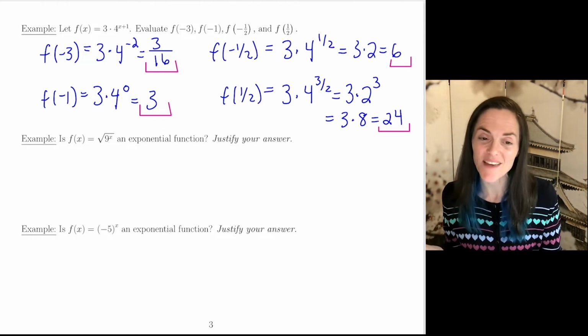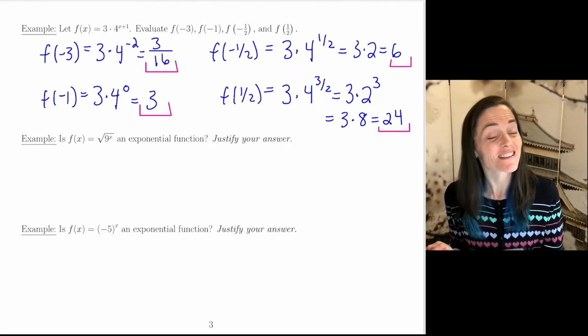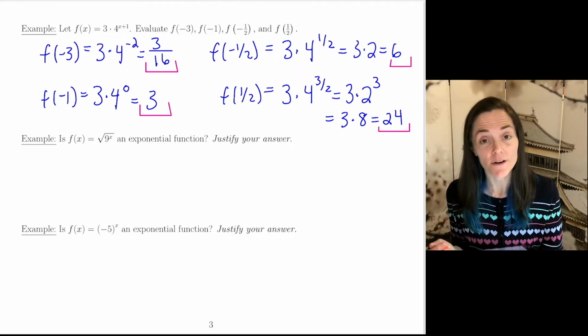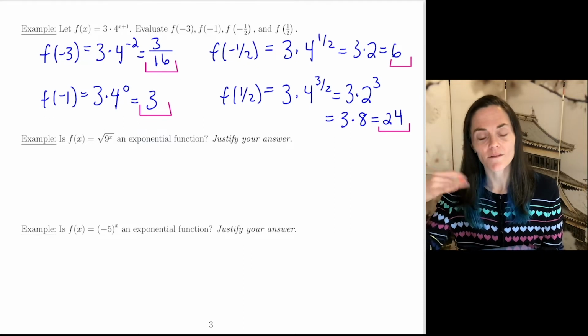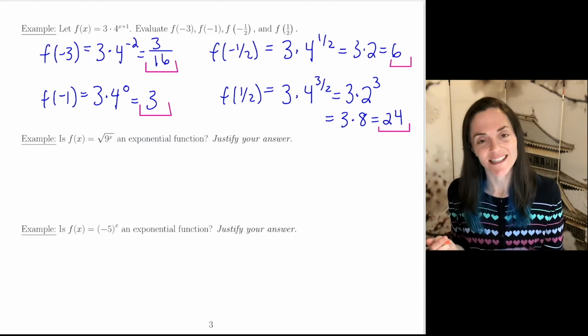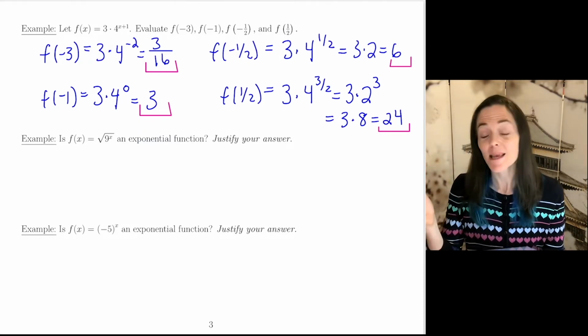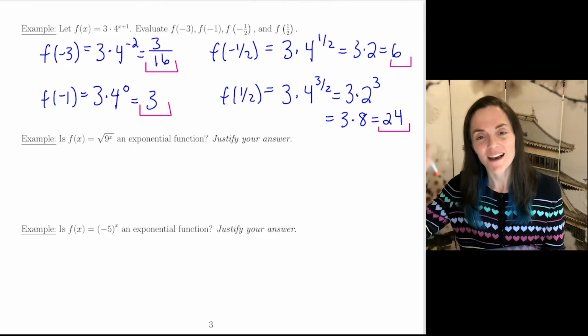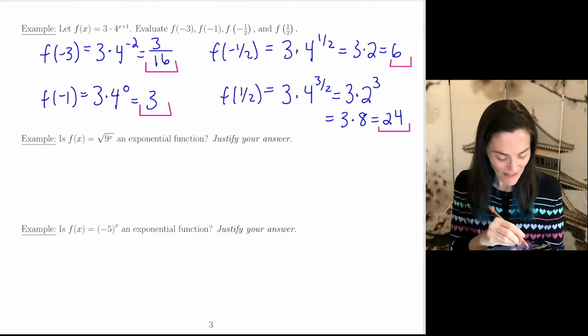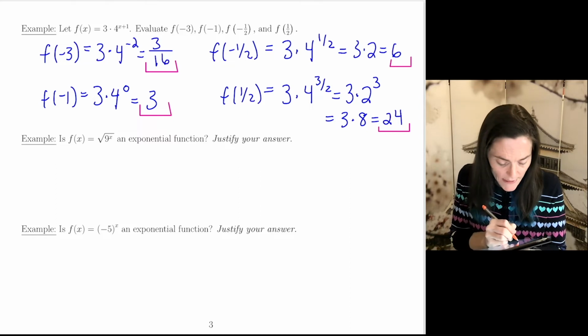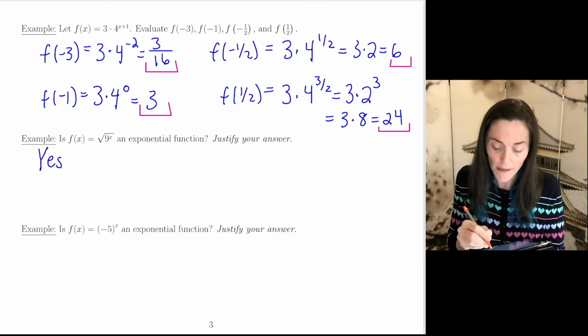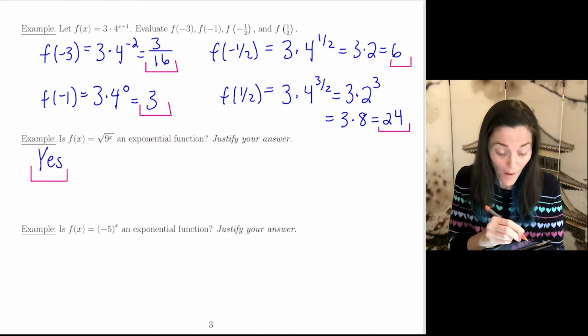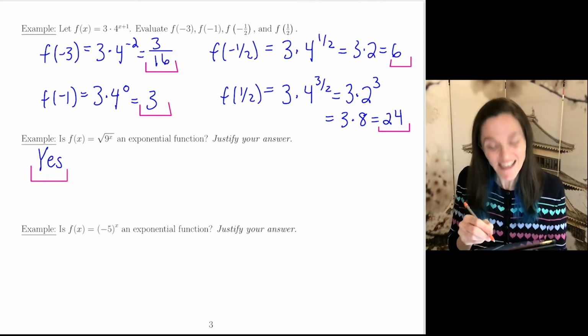We had to use properties of exponents here. Now here are 2 wonderful questions. The first is, is the square root of 9^x an exponential function? Justify your answer. And then the same question for (-5)^x. The first one, I will say the answer is yes, but we need to see why. And it's properties of exponents.